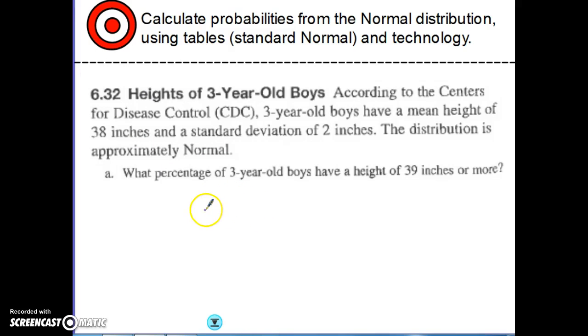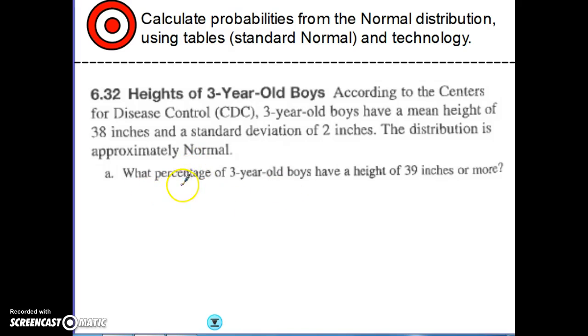According to the Centers for Disease Control, the CDC, 3-year-old boys have a mean height of 38 inches and a standard deviation of 2 inches. The distribution is approximately normal, okay? And just so you know, you guys have been on these charts ever since you were born. Your parents take you to your doctor's visits when you're younger, and they measure your height and your weight. All of those charts are based on normal distributions. 68% of the population falls within a certain range of heights and weights, and then everyone else is kind of spread out from there.